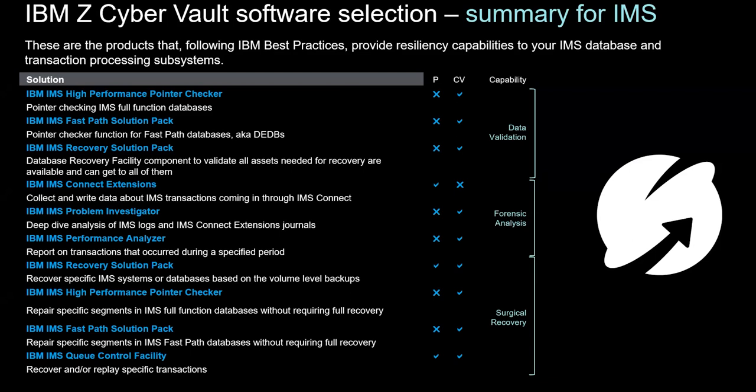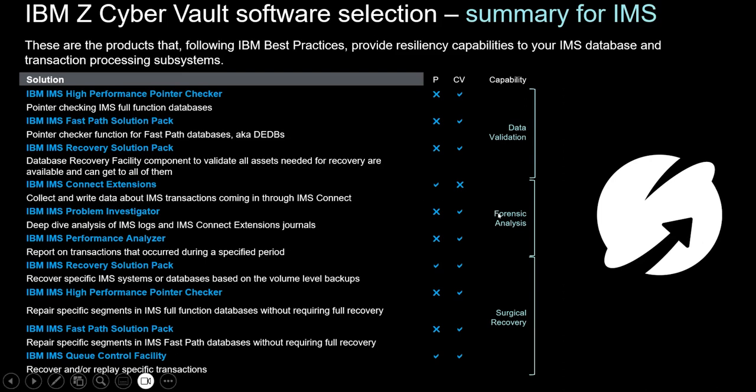So when we go through this list, we're talking about for data validation, we talked about Pointer Checker, we talked about FastPass Solution Pack if you have DEDBs. And even in data validation, Recovery Solution Pack gives you that ability to confirm that you have the assets needed for recovery. So there's sensor collection going on, there's policy comparisons, there's exceptions generated if we suddenly find that you don't have all the assets you would need to do a recovery.